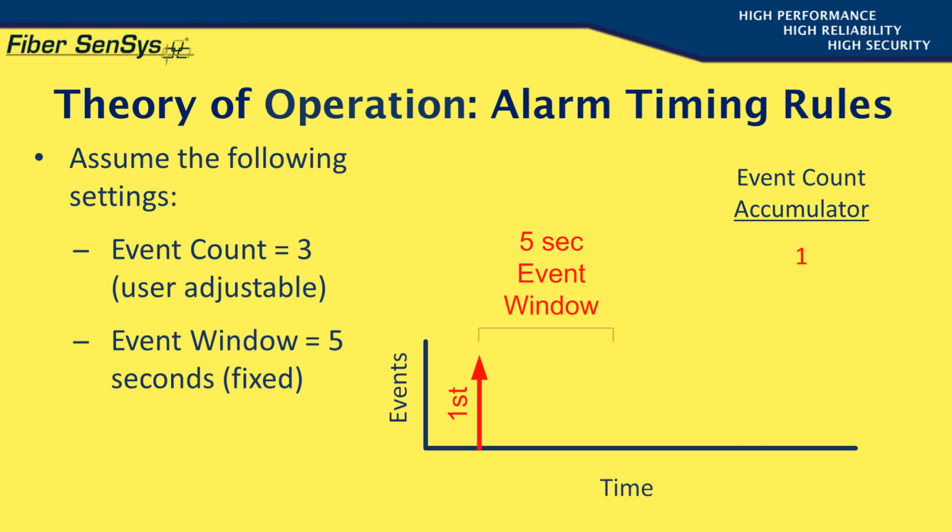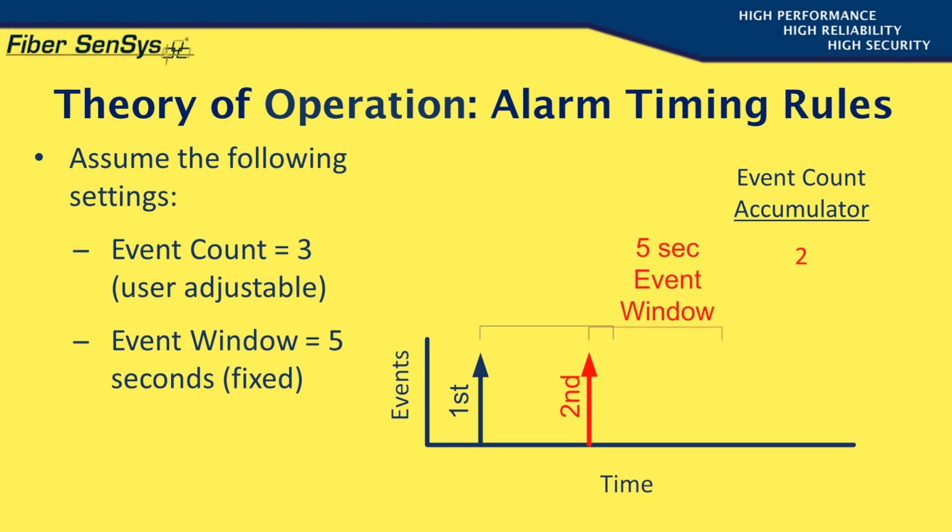Let's analyze such a sequence in graphical terms. In this example, we'll assume that the event count parameter is set to 3. Note that the event window duration, that is, the length of the window timer, is set to a fixed value of 5 seconds. The sequence starts when the first event occurs, as indicated by the red vertical arrow. At this time, the 5-second event window timer starts, and the event counter is incremented to 1. In this case, a second event, again indicated by the red arrow, occurs within the event window. The event window timer is immediately restarted, and the event count is incremented to 2.